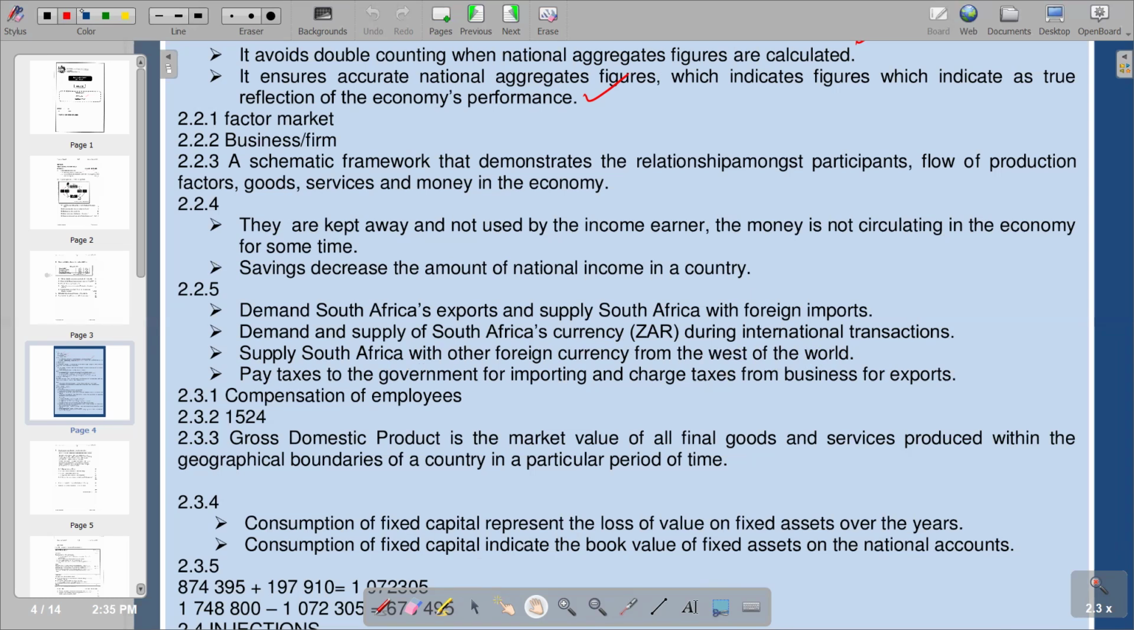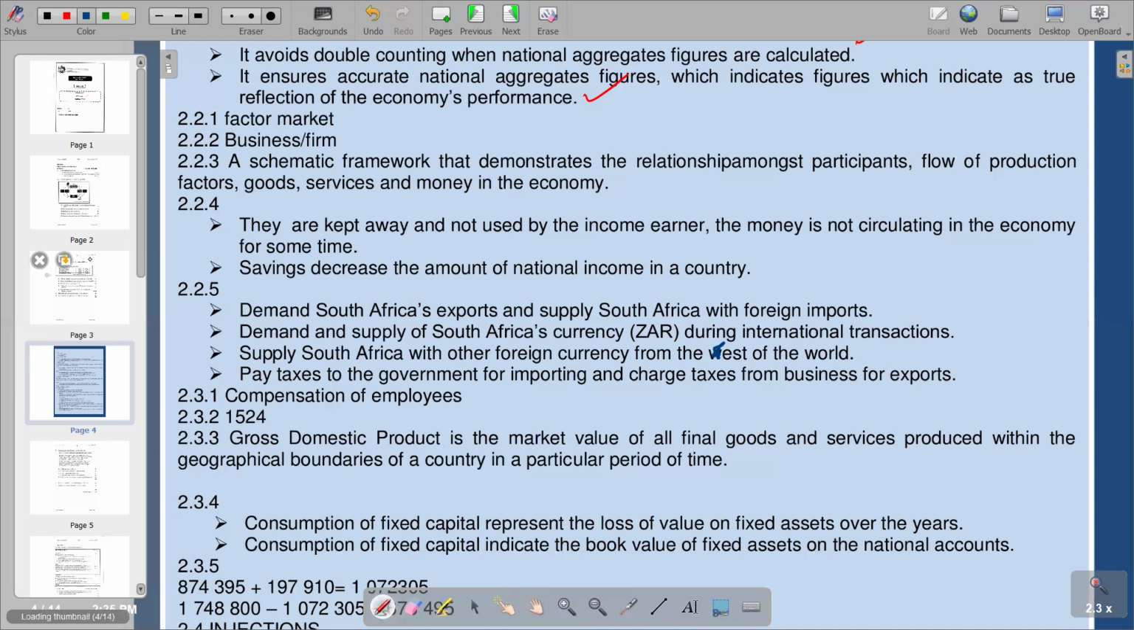So here we can maybe just correct this to read 'from the rest of the world'. The government charges taxes on imports, and the foreign sector is the one that charges the locals. The locals sell goods outside the country. But in the case of imports, the South African government is the one that charges the products that are entering the country. So basically, products entering the country describe the imports. So basically, that's what we have.